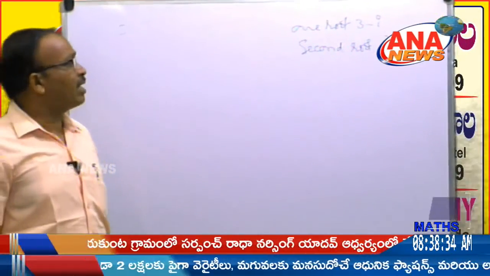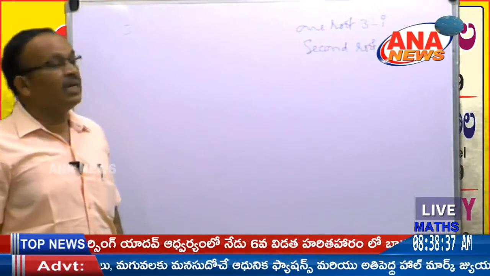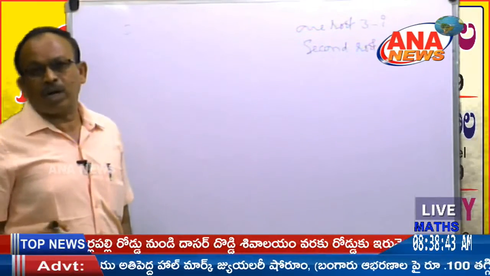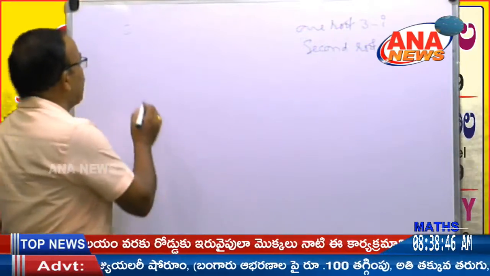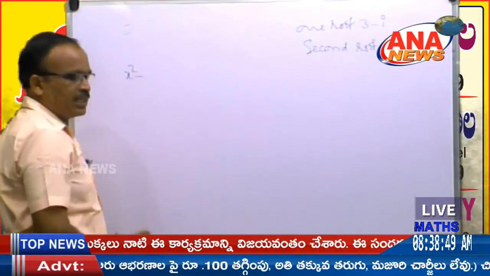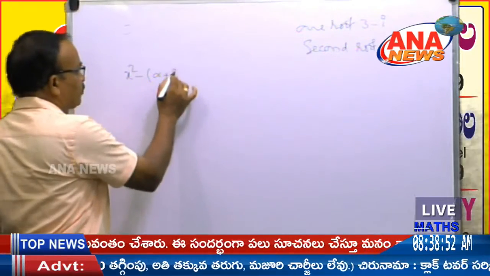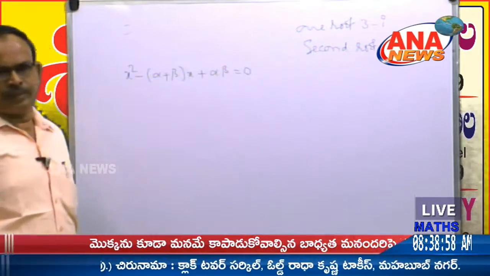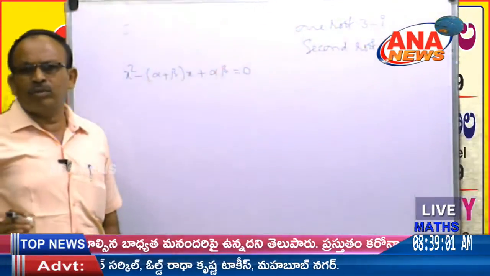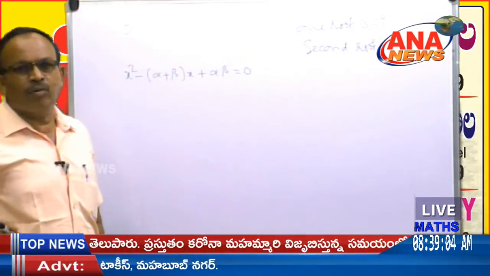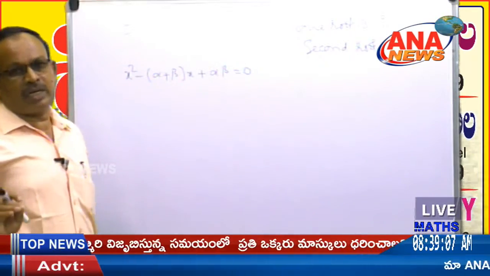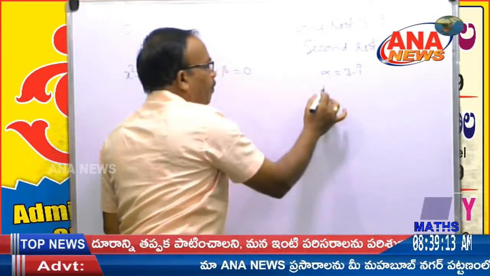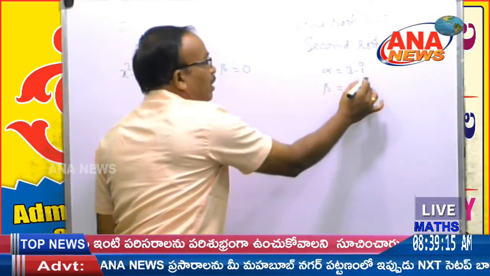Now two roots are known. What are they? One is 3 − i, another one is 3 + i. So the quadratic equation whose roots are alpha, beta is x² − (alpha + beta)x + alpha beta = 0. Already you know that. x² − (sum of roots)x + (product of roots) = 0. That is the quadratic equation. Here alpha is 3 − i, beta is 3 + i.